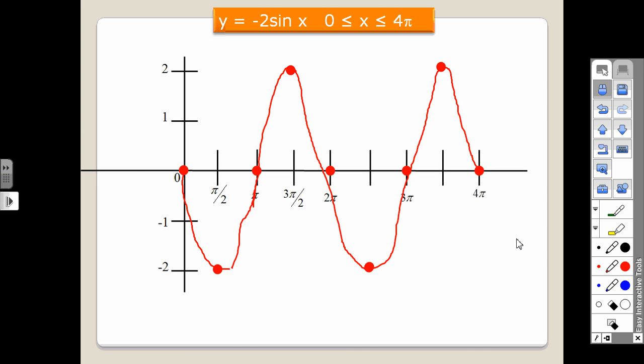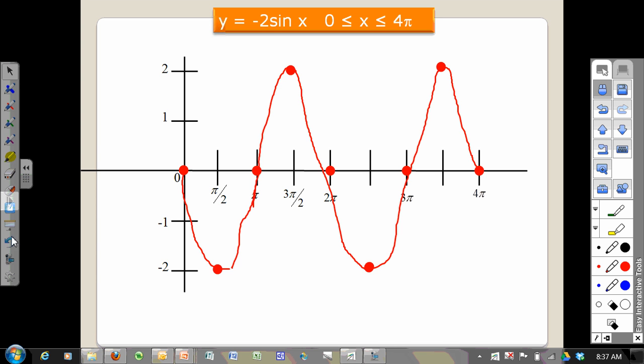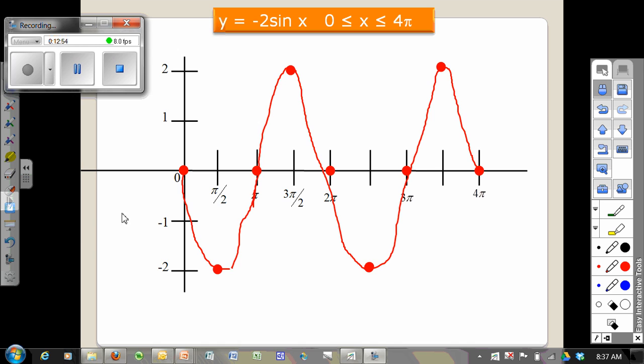All right, I think I've given you enough information here for you guys to work out your problems. Basic introduction to our sine and cosine curves. Good luck.